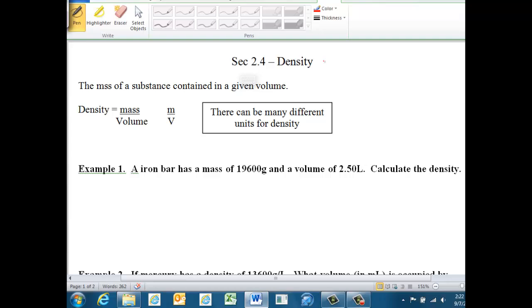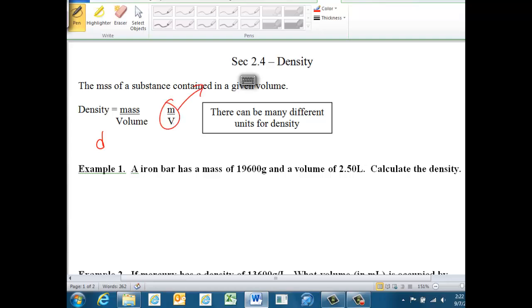Today's next video is simply going to introduce the concept of density. We're going to spend the next 3 or so days exploring this concept in labs, but for now, here's a quick introduction to it. Density usually has the symbol D, really simple, and there are a few different units that we can use for density.